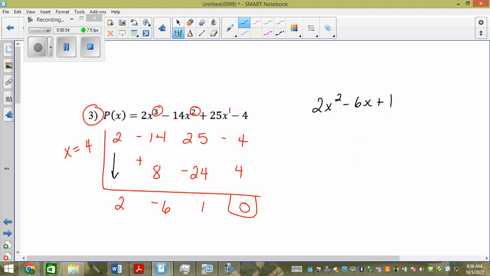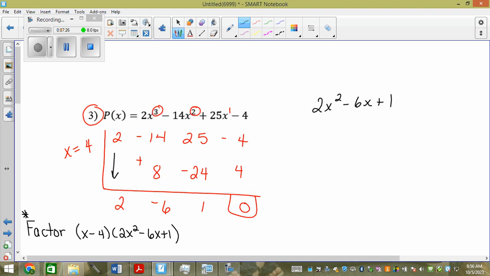And I say, what multiplies to give me 2 and adds to give me negative 6? Is there anything? No. So, guys, reminding you, if this said factor, my answer would be x minus 4, 2x squared minus 6x plus 1. That would be my answer. But does it say factor? No. This is just a little caveat off to the side to remind myself. If it said factor, that would be it, because I can't factor that one.